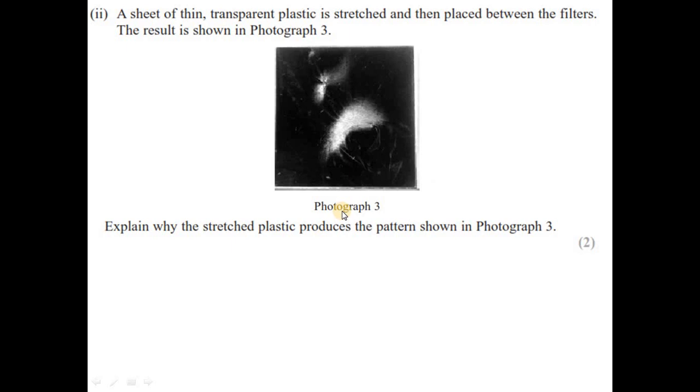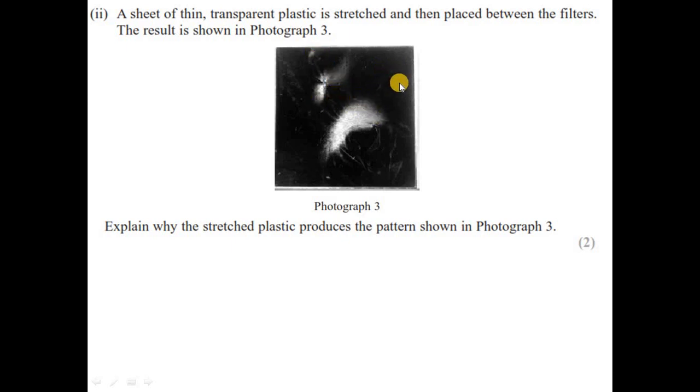A sheet of thin transparent plastic is stretched and then placed between the filters. The result is shown in photograph 3. Explain why the stretched plastic produces the pattern shown in photograph 3. Now if you compare with the previous part, it was completely dark because all the light coming out from the first filter is stopped by the second filter because of the 90-degree alignment.